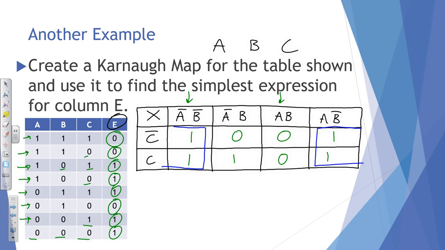Now, what does that grouping have in common? That grouping of 4 doesn't have C in common. It crosses over the negation of C and C. It doesn't have A in common because it crosses over A and the negation of A. But that grouping of 4 does have the negation of B. That's what all 4 of those have in common. So that grouping says that our expression will start with the negation of B. That contains some of our outcomes.